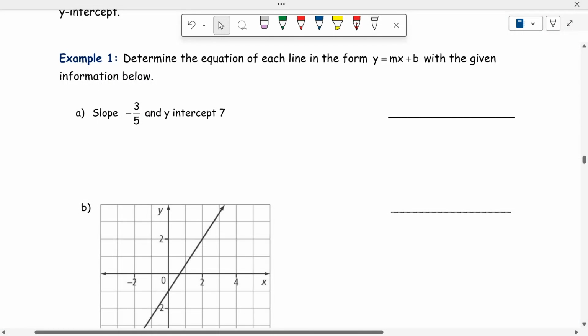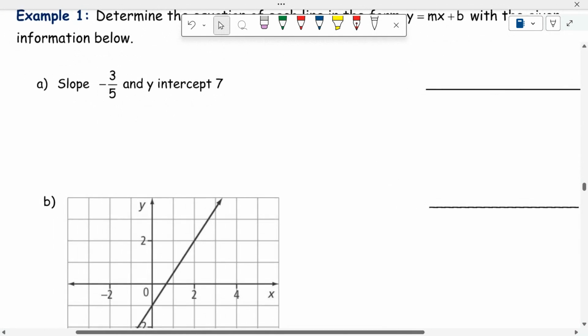Determine the equation of each line in the form y equals mx plus b with the given information below. So this A would be the easiest one, because do I literally give you the information? Yeah. So here you're given the information, so all you have to do is substitute it into the formula.